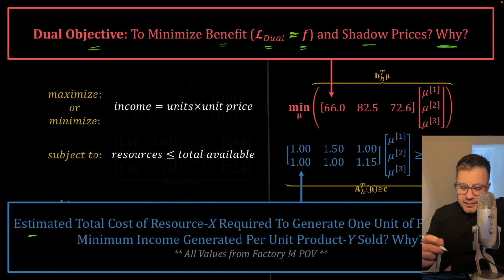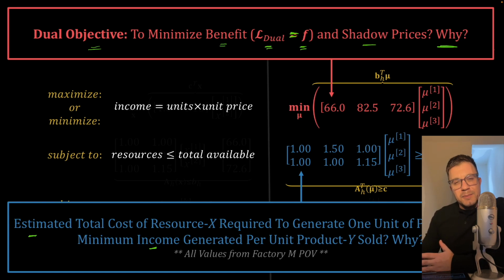And then the second is we see that the estimated total cost of resource X required to generate 1 unit of product Y must be, or is constrained to be, greater than the minimum income generated per unit of product Y sold. Why is that? Again, counterintuitive.